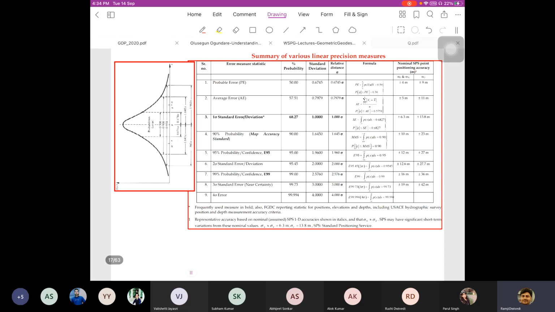We have solved that the 50% probable error would be 0.6745, average error which is considered as 57.51, although the bold one is actually your so-called popular one which is used in our Geo-Informatics, that is 1 sigma error, standard error, map accuracy standard, E95, E99.